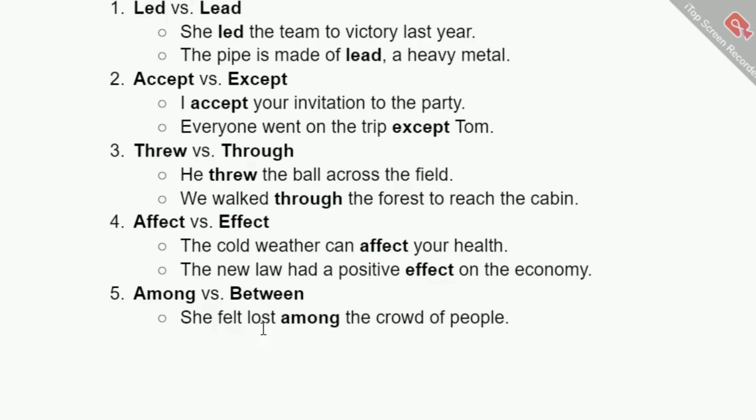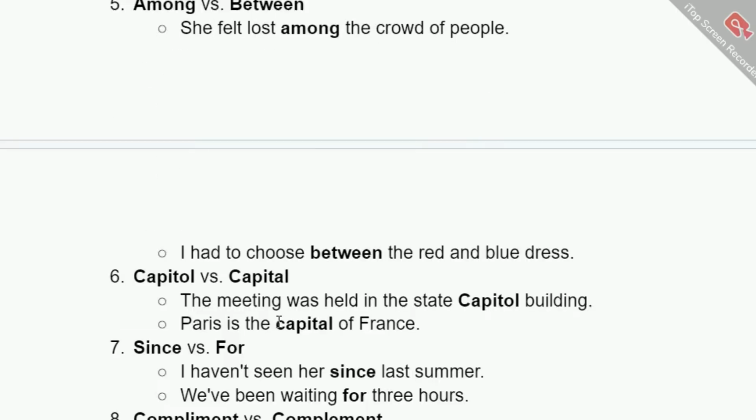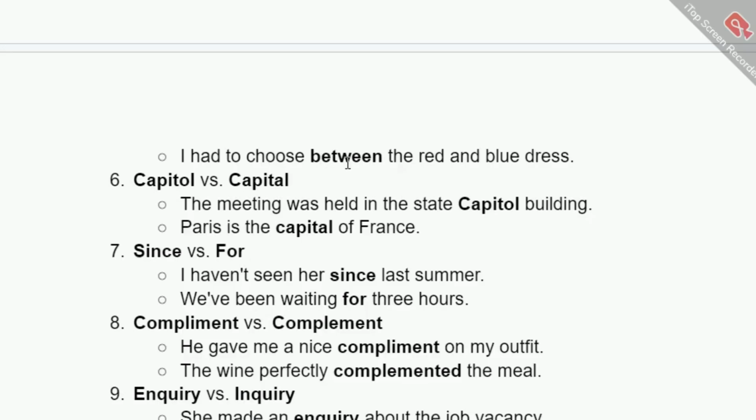For example, you can see here, she felt lost among the crowd of people. Here we have more than two persons. That's why we have used among here. Now here, I had to choose between the red and blue dress. Here we have only two options. So when you have two options, that time we have to use between.